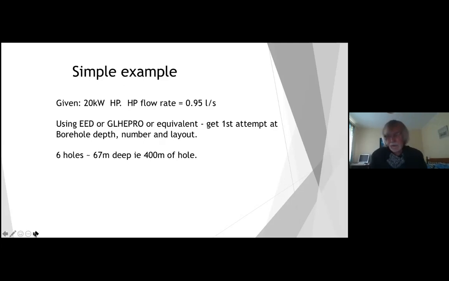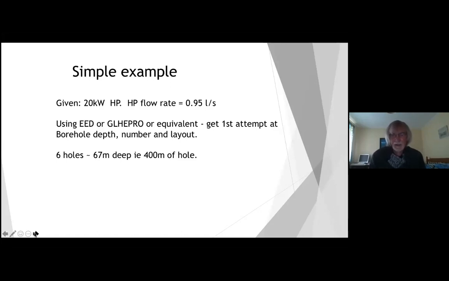So I've got a very simple example here, and don't hold me too much to the actual numbers, but it tries to illustrate the exercise. So let's say we've got a 20 kilowatt heat pump. The flow rate will be nominally about 0.95 litres a second. So you use your design tool or the MCS tables, maybe with Chris's caveats applied, and you get your attempt at the boreholes: a given depth, the number and the layout.